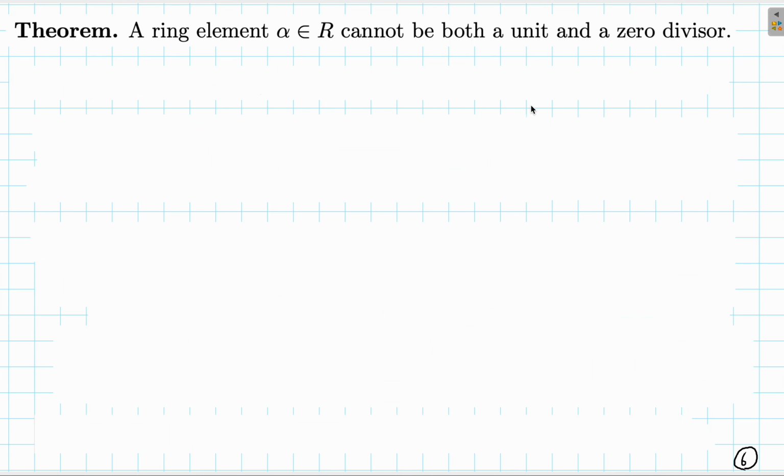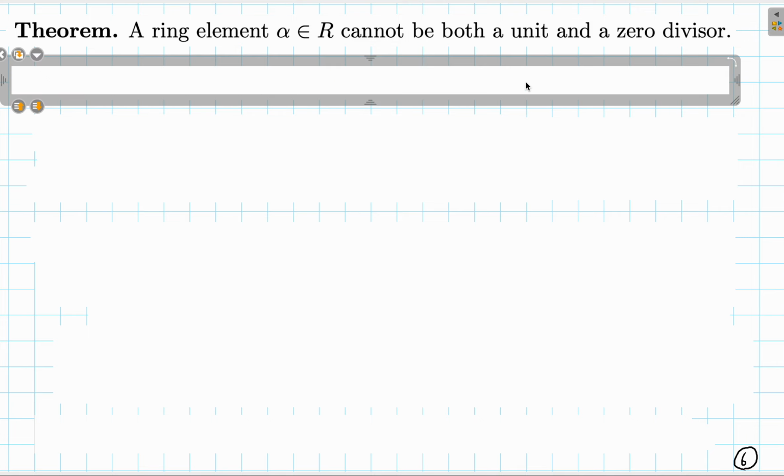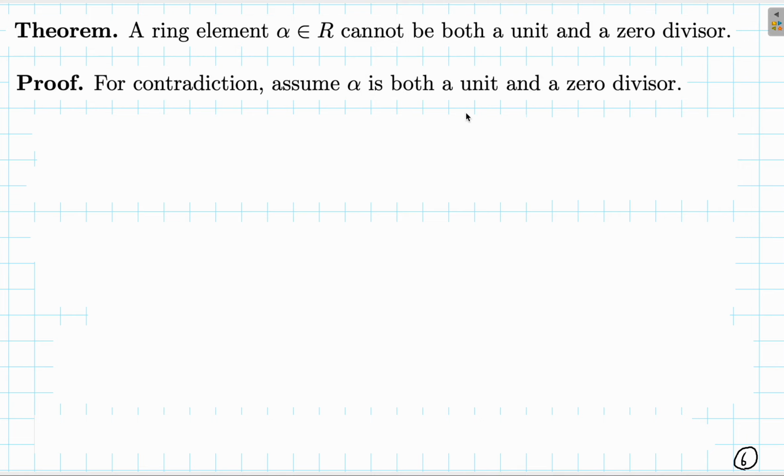And here's the theorem that we're going to prove. A ring element alpha cannot be both a unit and a zero divisor. And we'll proceed by contradiction. So let's assume for contradiction that alpha is both a unit and a zero divisor.